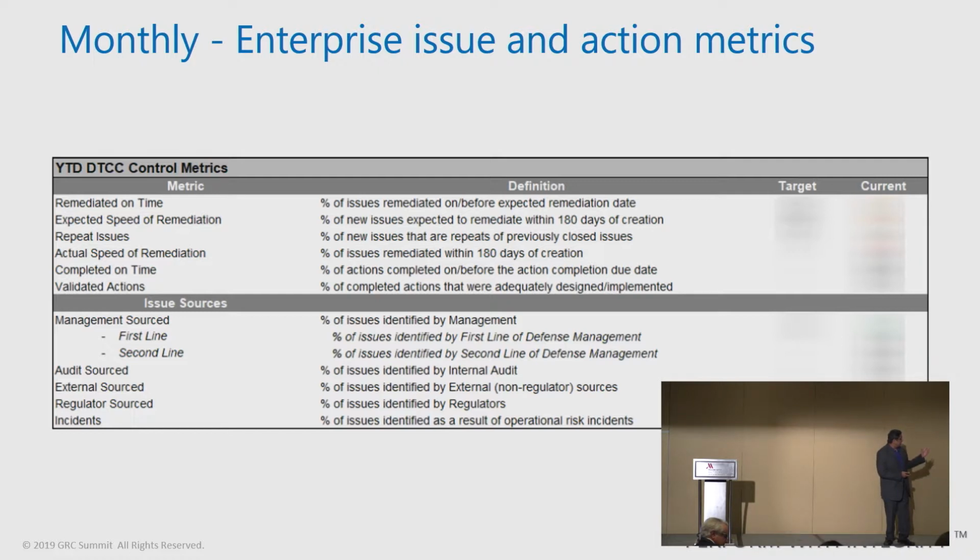And then the completion on time, the second two after the actual speed, are at the action level, which is, did we complete an action on time? The first one, the actual speed, the remediation on time, was, did we complete the issue on time? And then the completed on time one is, did we complete the action on time? So it's just measuring at issue and action level. And then validated actions, we already talked about when the gentleman asked the question.